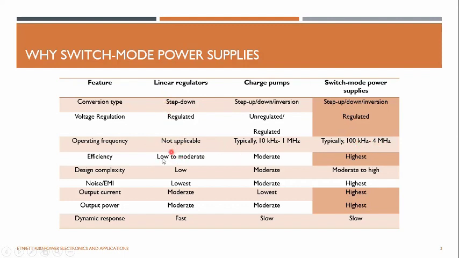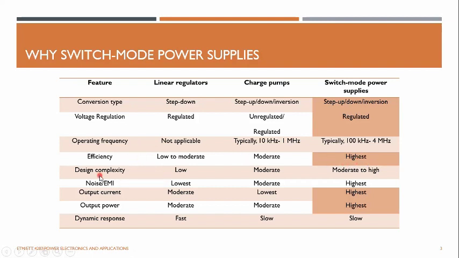Efficiency-wise, linear regulators are the lowest efficiency type, and charge pumps can increase the efficiency compared to a linear regulator, and the switch mode offers the highest efficiency. Theoretically, you can achieve 100% efficiency, but in practical scenarios, due to some losses, the efficiency is a little lower, typically always higher than 85%. If you buy a very good controller, you can achieve more than 95% efficiency.